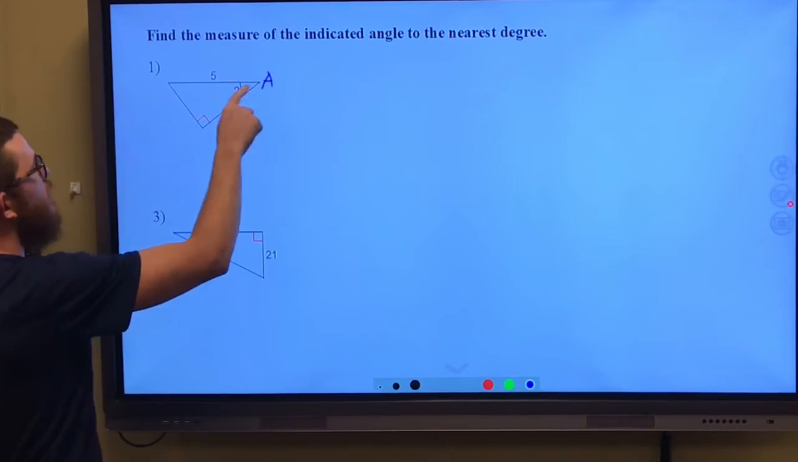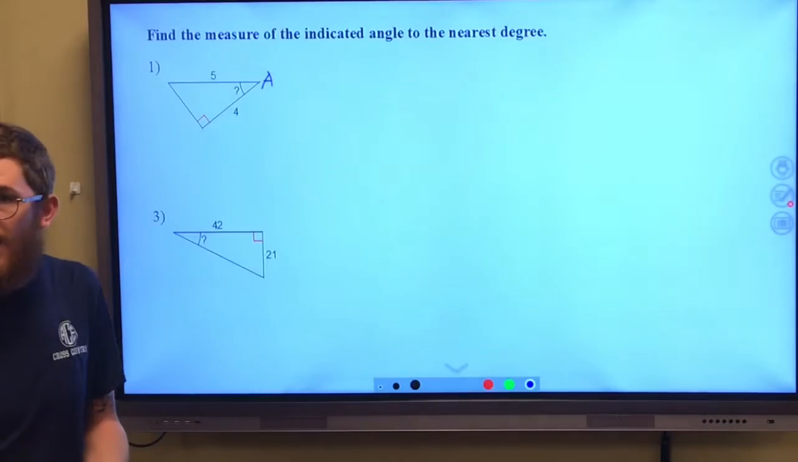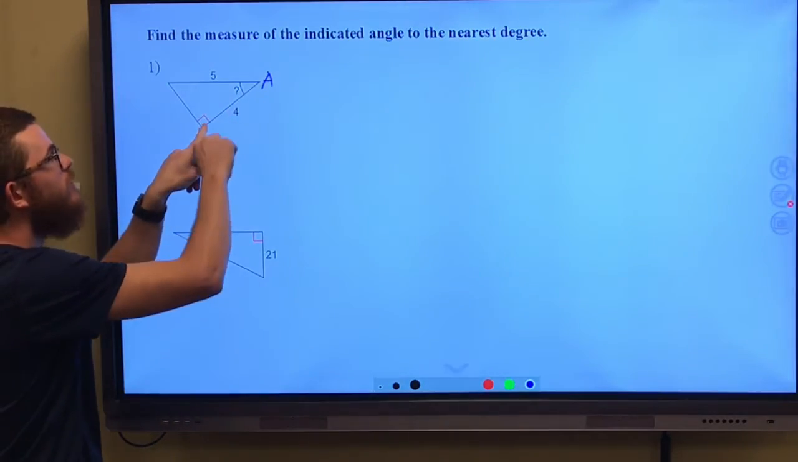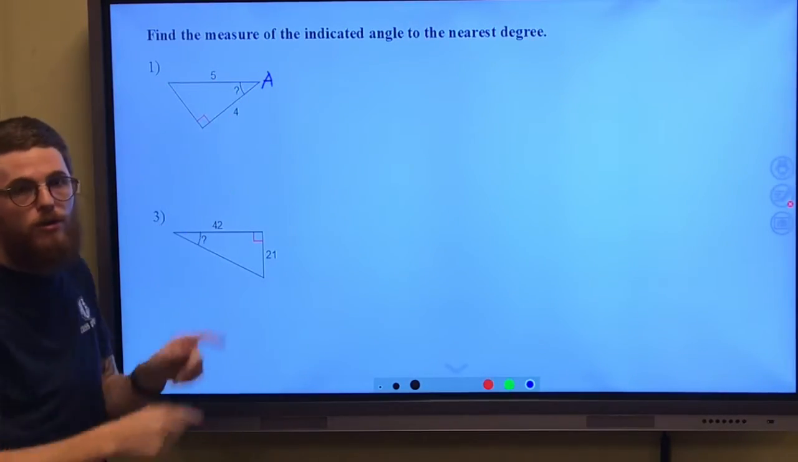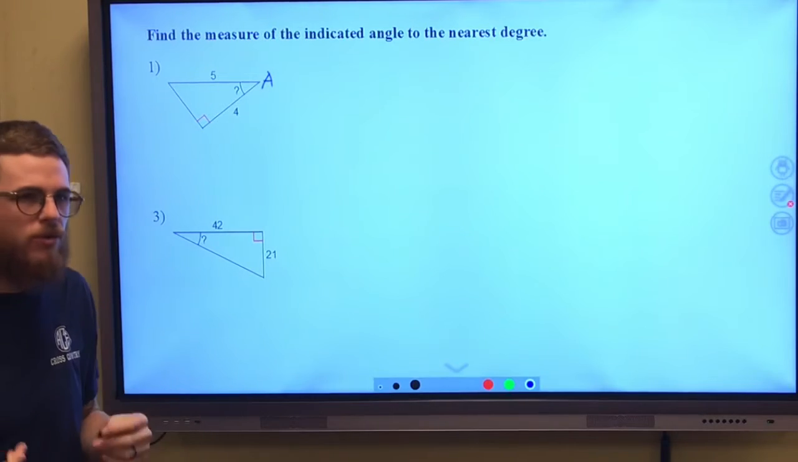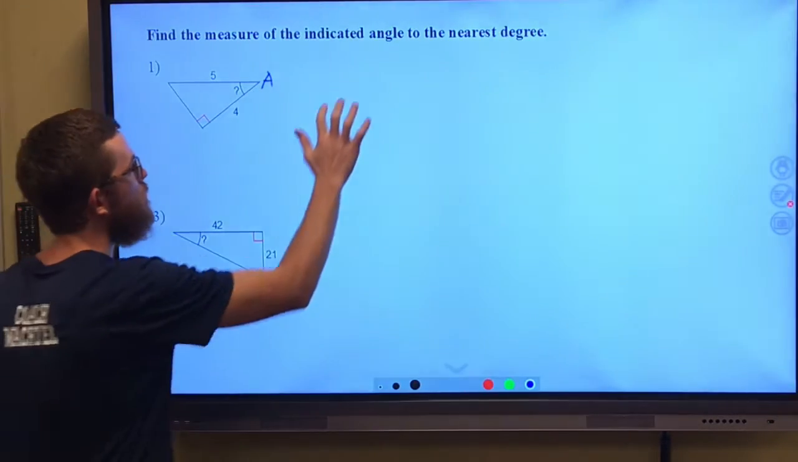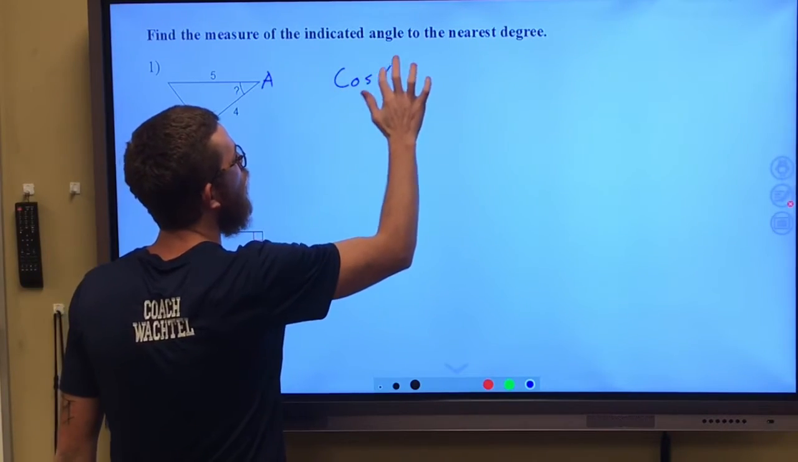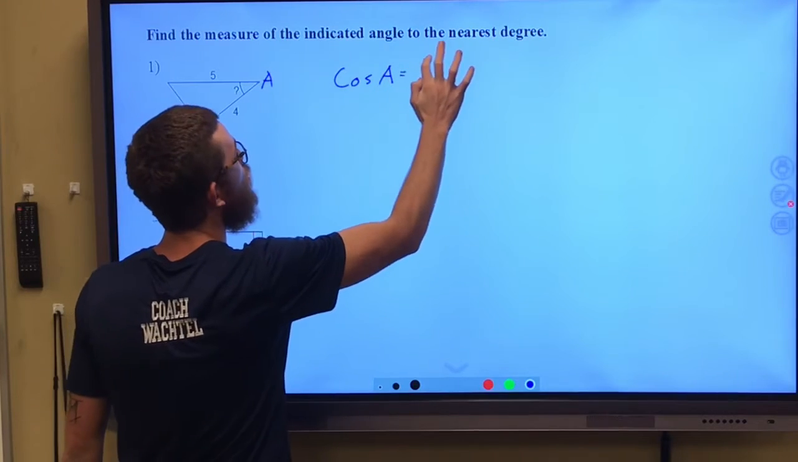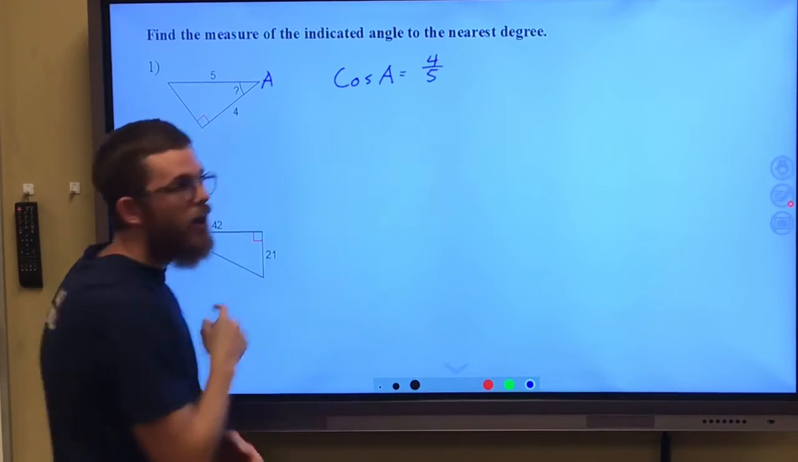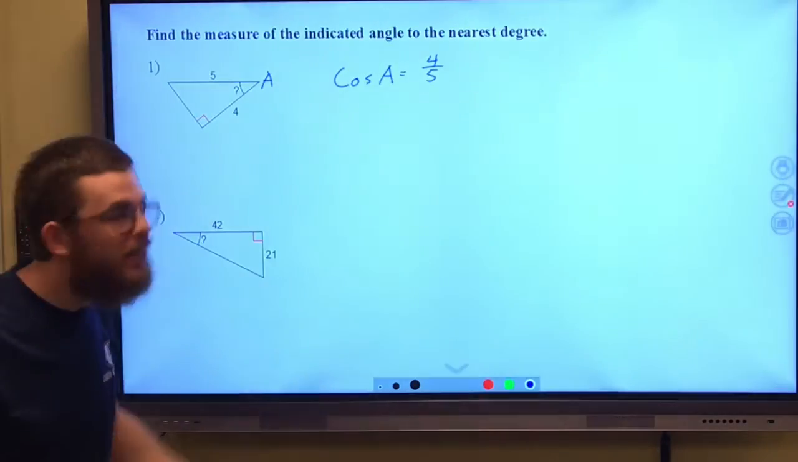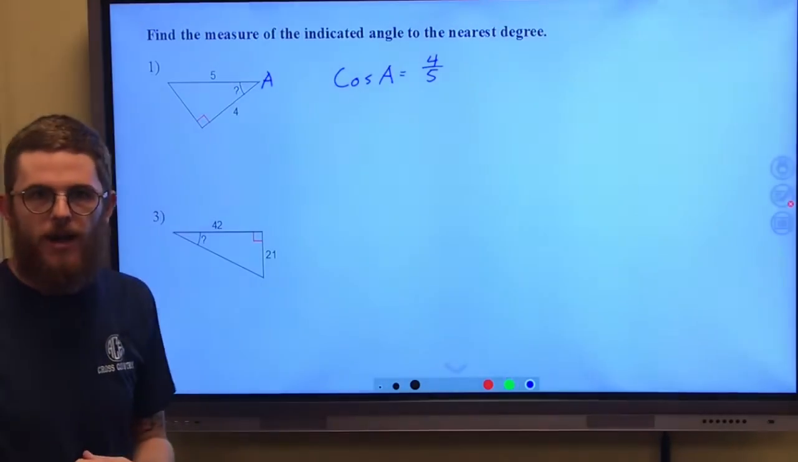Well, if we want to find that, we need to look at what sides we have. I have the adjacent side and I have the hypotenuse. Adjacent and hypotenuse gets us thinking cosine. So I'm going to use cosine of my angle would be 4 over 5. And so now we're thinking, how can we get that A by itself?